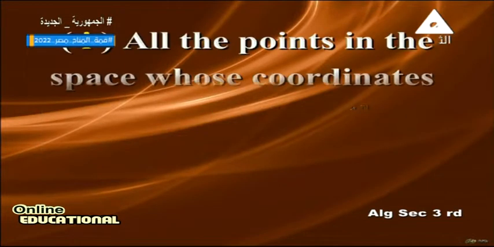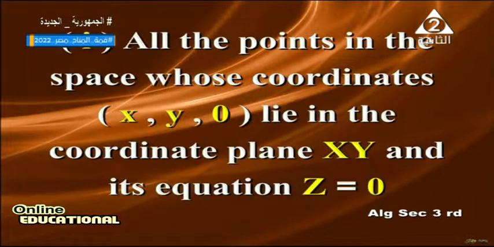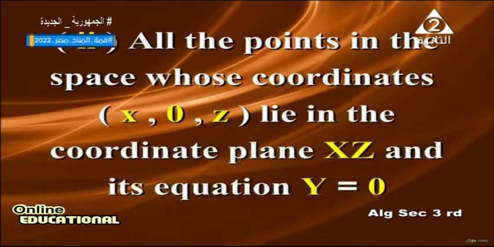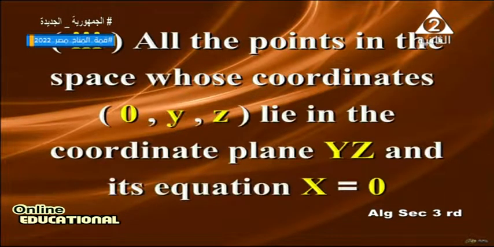Coordinate planes. All points in space whose coordinate is (x, y, 0) lie in the plane xy, and its equation is z equals 0. All points in space whose coordinate is (x, 0, z) lie in the coordinate plane xz, and its equation is y equals 0. Also, all the points in space whose coordinate is (0, y, z) lie in the coordinate plane yz, and its equation is x equals 0.